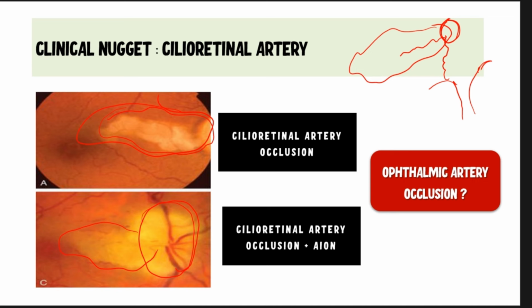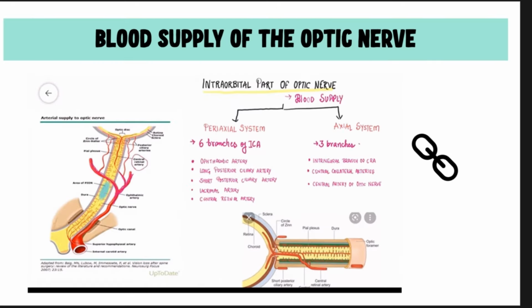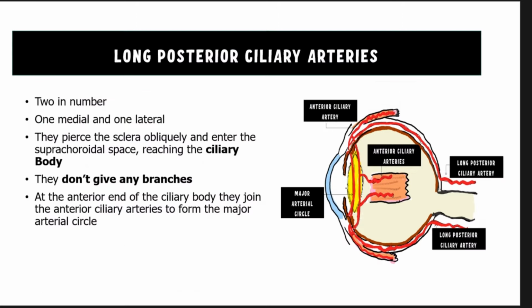Right? Now what will happen if there is an ophthalmic artery occlusion? So if you know the answer, give that answer in the comment section. I'm expecting a lot of answers after this. Again, if you want to know more about it, you can refer to the video on blood supply of the optic nerve. So we discussed the short posterior ciliary arteries.